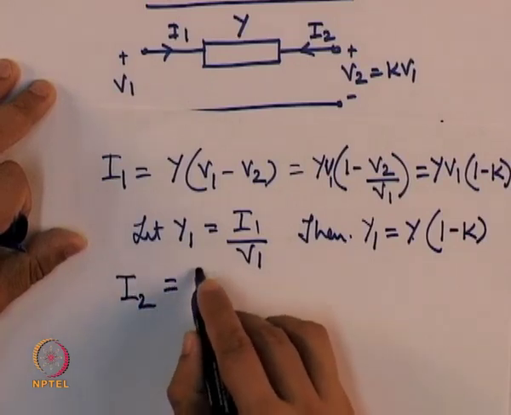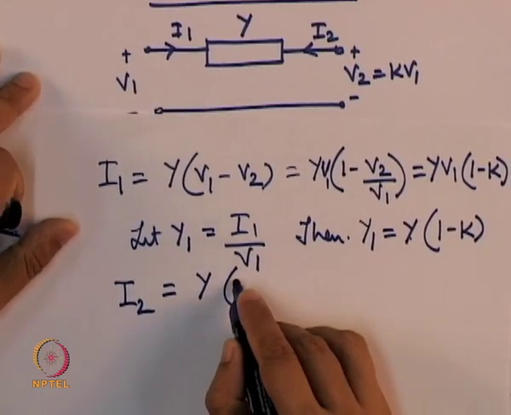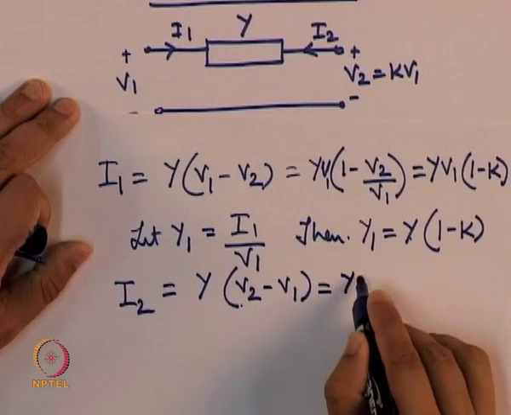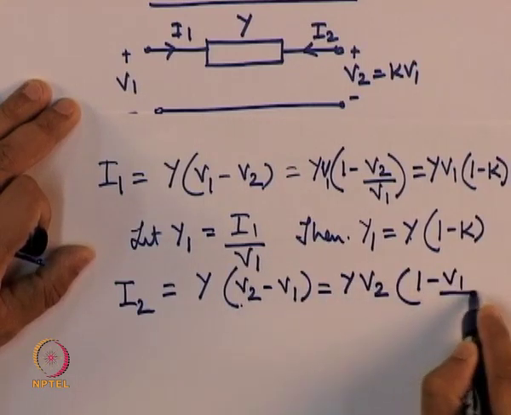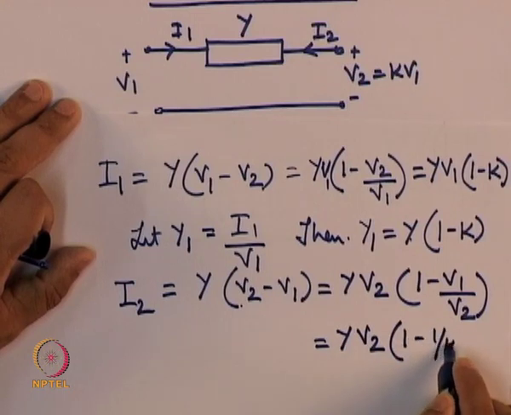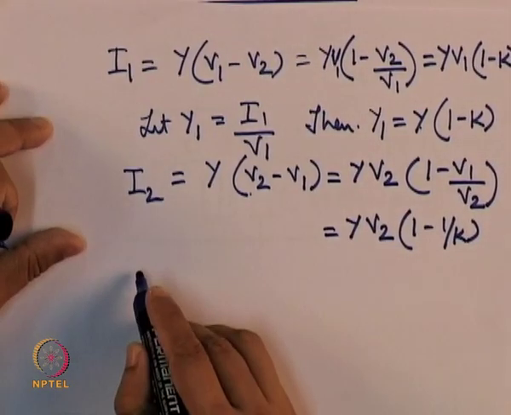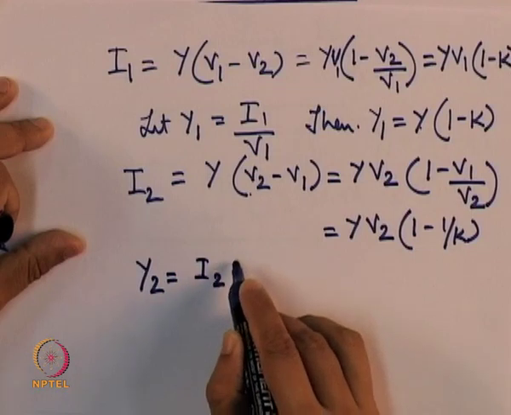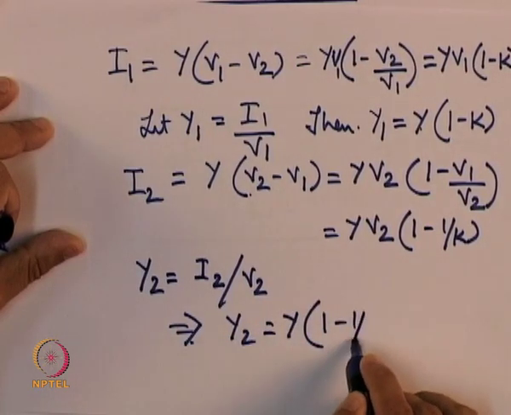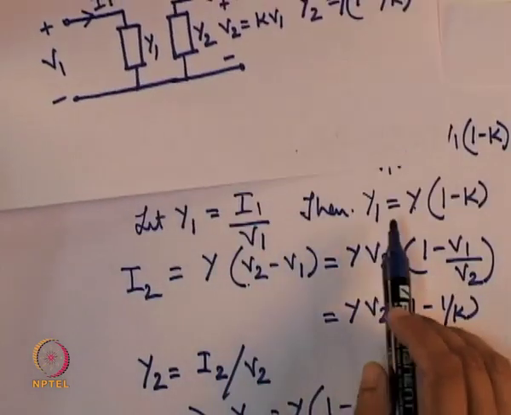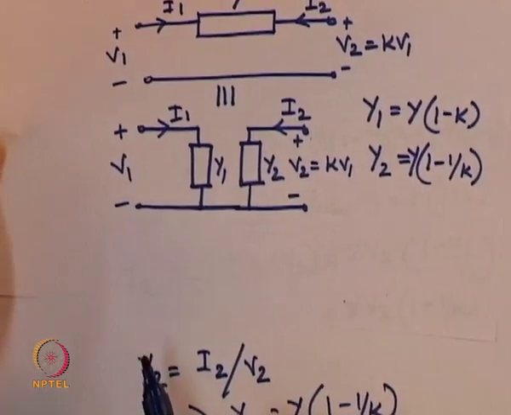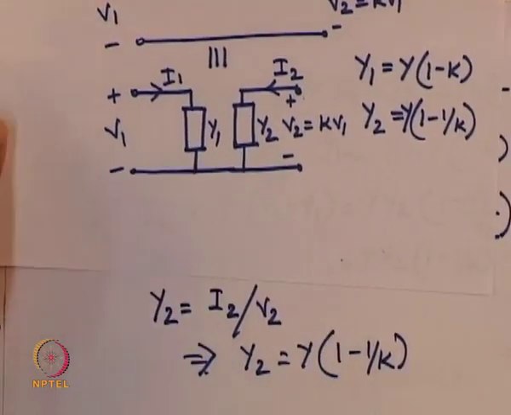Similarly, I2 is given by y times (V2 minus V1), which in turn is equal to y. If I take V2 out, then this is V1 upon V2, which gives y V2 times (1 minus 1 upon k). So, here also we see that if we have y2 given by I2 upon V2, then that y2 is equal to y into (1 minus 1 upon k). At the input you will have an admittance whose value is y1, and at the output you will have another admittance y2 whose value is given like this. That is the proof.